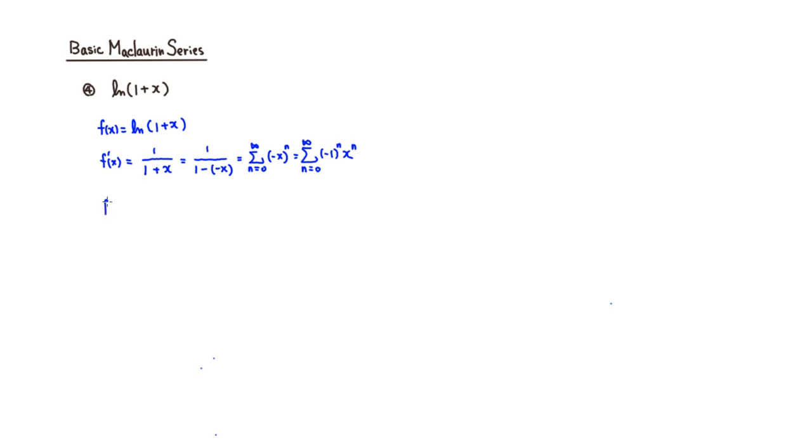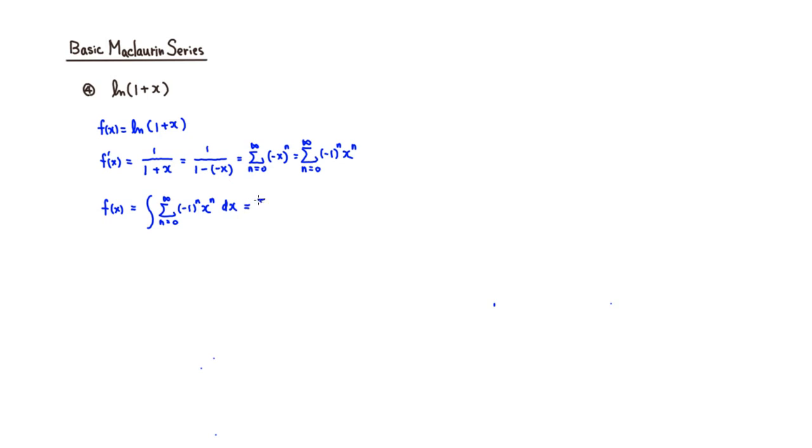So f of x is going to be the antiderivative of the summation, n goes from 0 to infinity, of negative 1 to the nth power times x to the nth power, with respect to x. And we can take the antiderivative term by term. So we're going to get this.